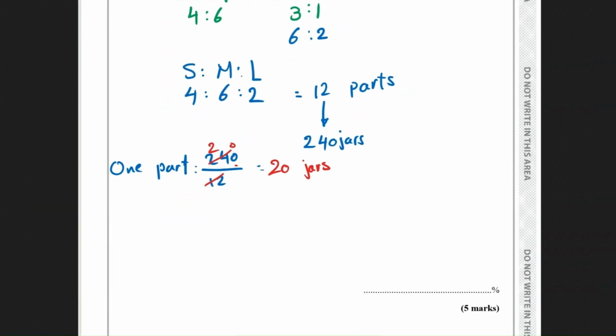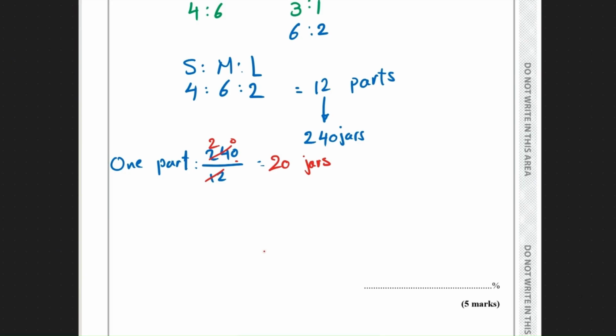Good. So how many parts does the large size represent? It's two parts. So large jars sold equal two parts, and each part is 20. That means there are 40 large jars sold.